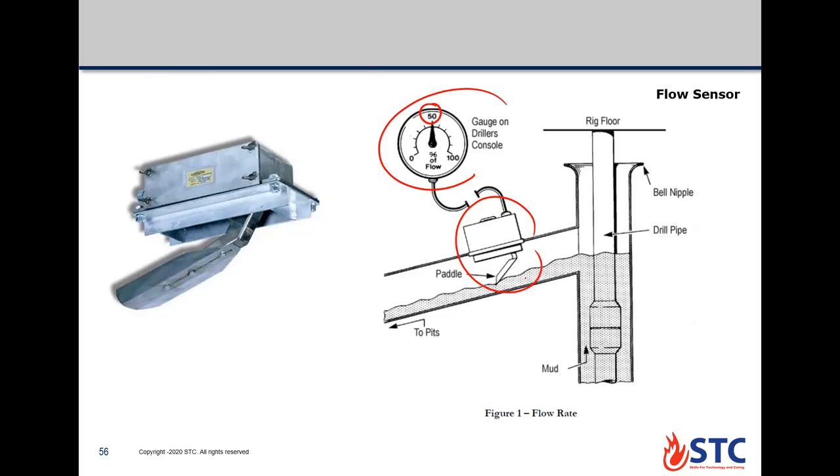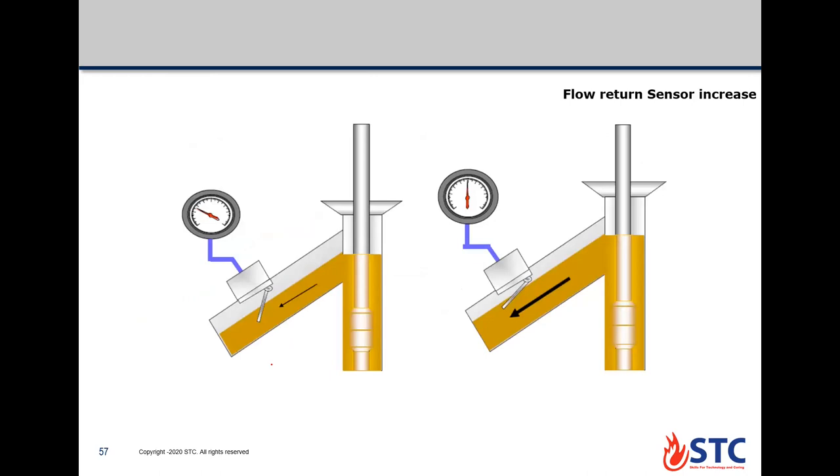Once we have influx, there is an increase in the flow rate. So it will be, for example, 55 or 60 or something like this. If you look here, this is normal. But once we have influx, our gauge or our return flow started to increase. So here we have a kick. For sure we have a kick, so we need to shut in our well immediately without any delay, okay?